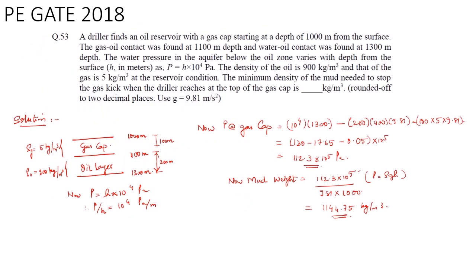Again, this particular question was asked in GATE 2018. Let's look at the question. A driller finds an oil reservoir with a gas cap starting at a depth of 1000 meter from the surface.